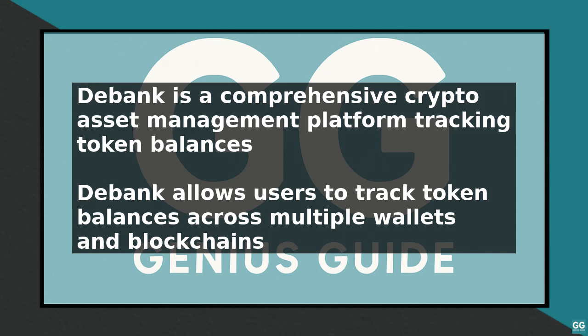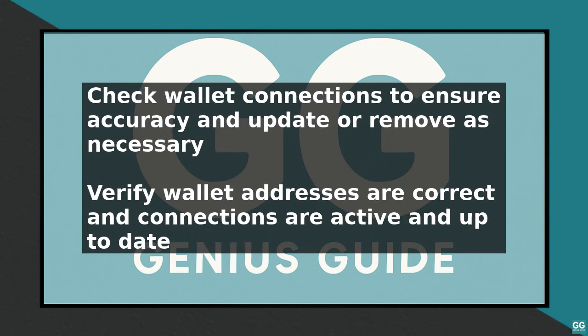If you notice any discrepancies or issues with your token balances, proceed to the next step. Check your wallet connections to ensure they are accurate and up to date. Make sure you have connected the correct wallet addresses and that the connections are active. If you find any inactive or incorrect connections, update or remove them as necessary.